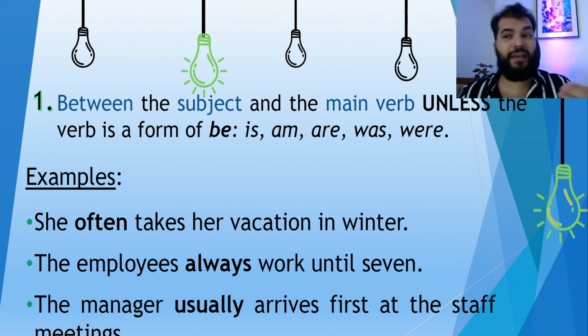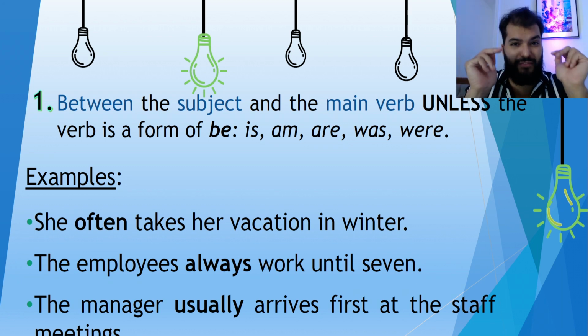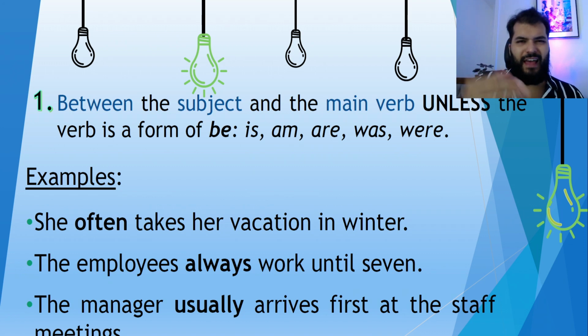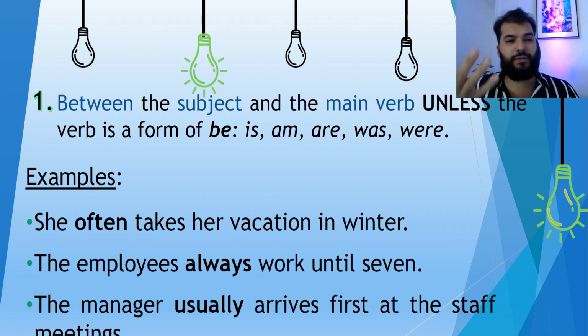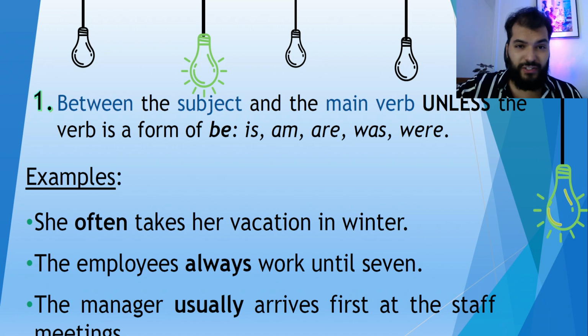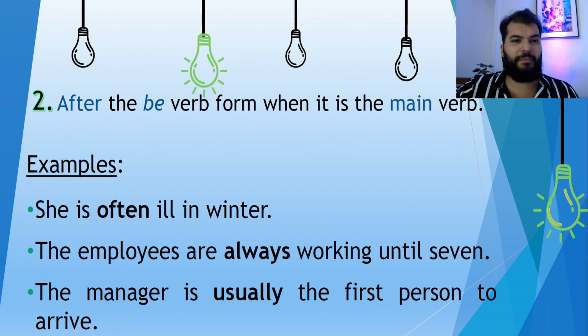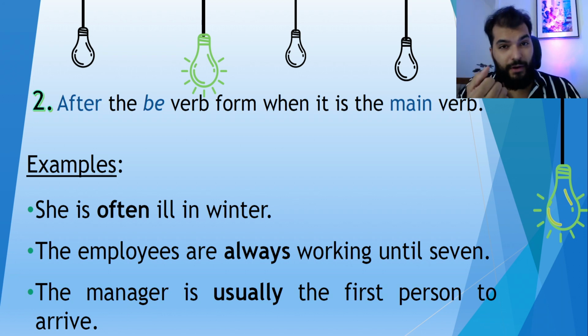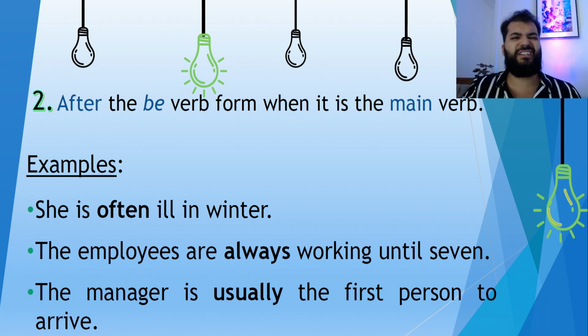But if the main verb is the be verb, like is, am, are, was, and were, then everything changes. If the main verb is the be verb, the adverb of indefinite frequency comes right after the be verb. Okay, for example, she is often ill in winter. I cannot say she often is ill. You understand? We have to place this adverb right after the be verb.